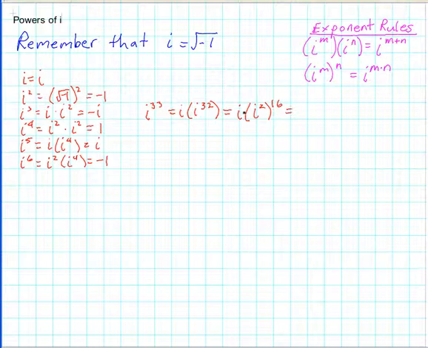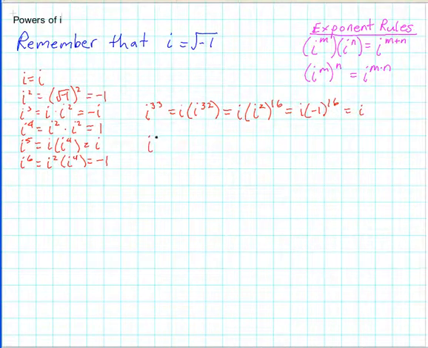Now I'm going to write my i squared as -1. This is i times -1 to the 16th power, and -1 to any even power is always going to equal 1. So this is just i times 1, which simplifies to i.